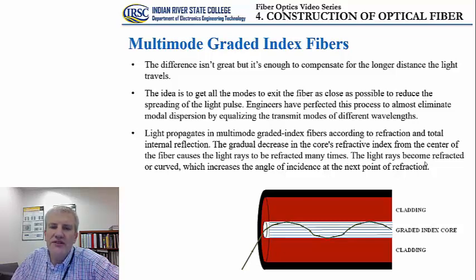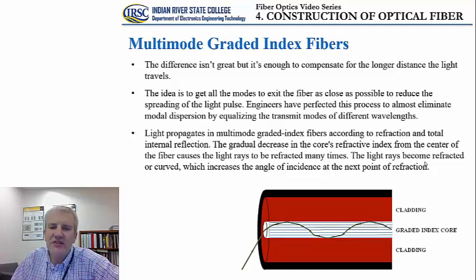The fabrication process of this type of optical fiber has been perfected to the point where the modal dispersion is completely eliminated through the equalization of the modes of different lengths during their propagation. So the light propagates in the multimode graded index fibers according to the refraction and total internal reflection, and the gradual decrease in the core index of refraction from the center to the fiber end is going to cause the light rays to be refracted many times.